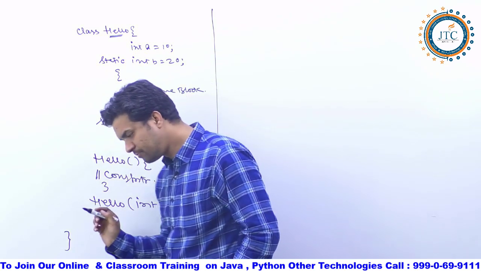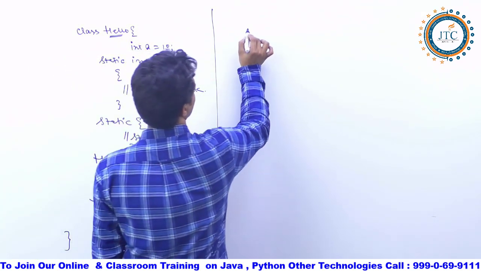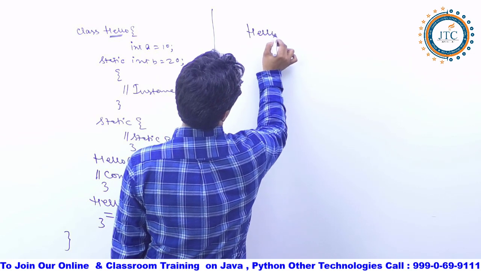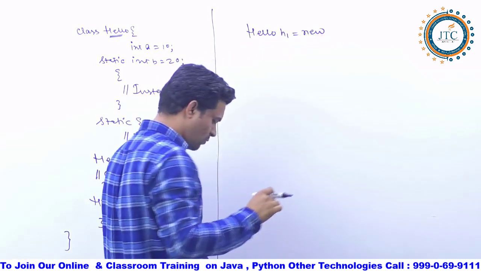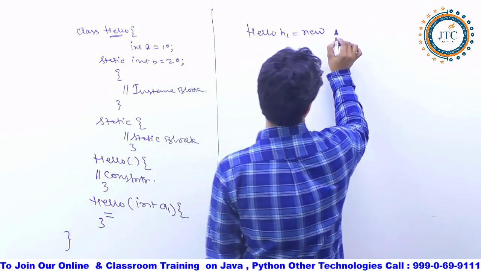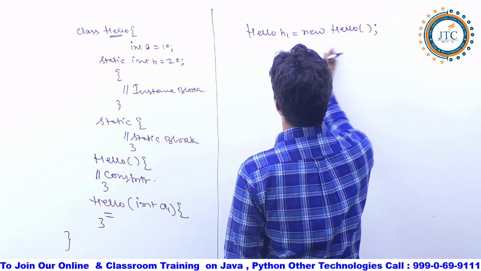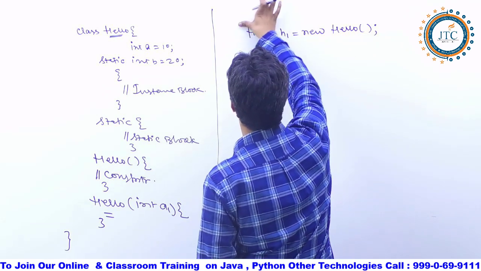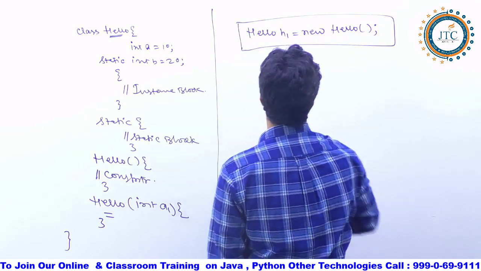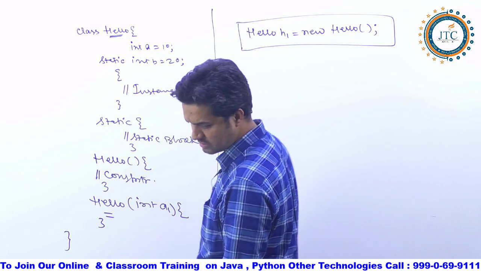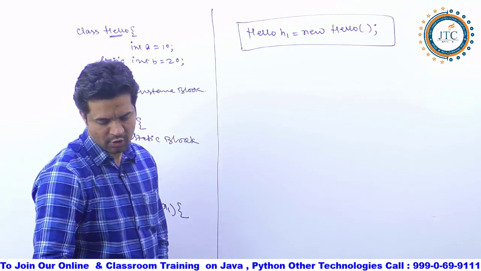So here what I'm doing now, I'm creating one object of the class. Hello h1 = new Hello(), I am writing here. This is one object I have created. Hello h1 = new Hello() I have written, guys. Correct? I hope you are getting it.